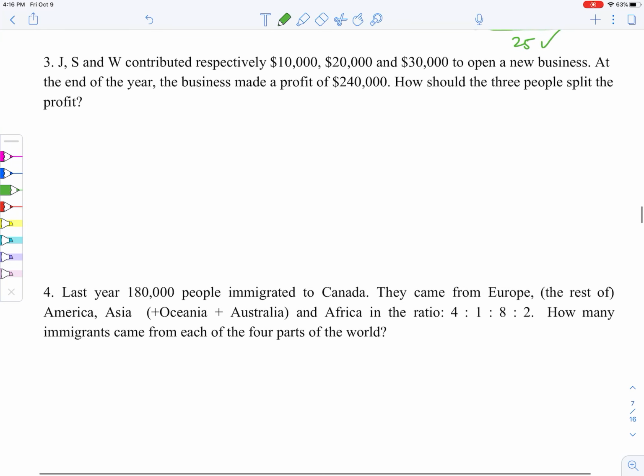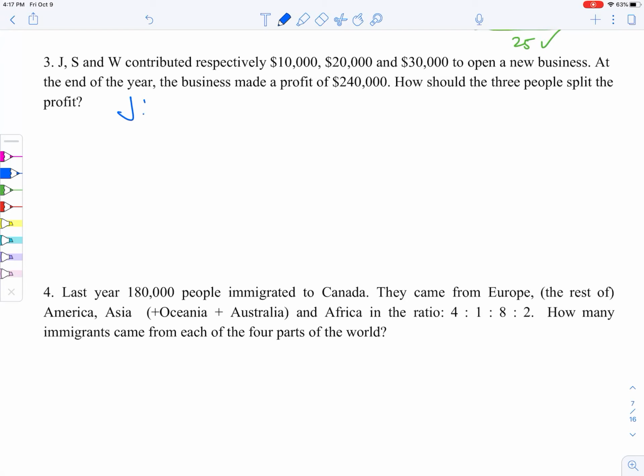Question 3, we have J, S, and W. They all contributed respectively 10 grand, 20 grand, and 30 grand to open a new business. At the end of the year, the business made a profit of $240,000. How should the 3 people split the profit? This is, again, presuming that they split it based on how much money went in.